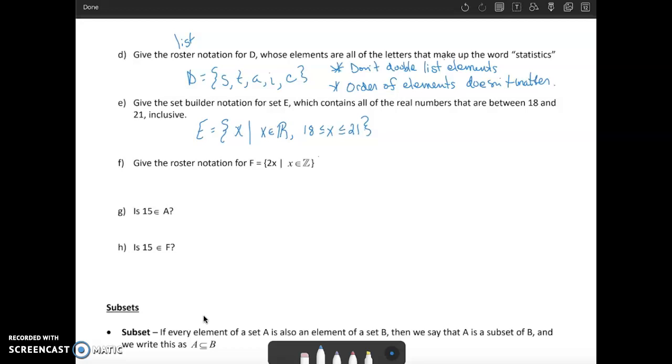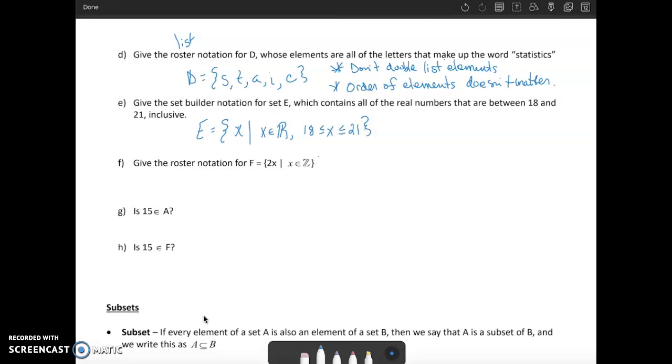And notice there would be no way to actually list all of those out. It's not possible to list all of the real numbers between 18 and 21 because there are an infinite amount of fractions and decimals in between there, and I could never list them all. So set builder notation is the best we can do there. The best we can do is describe them.